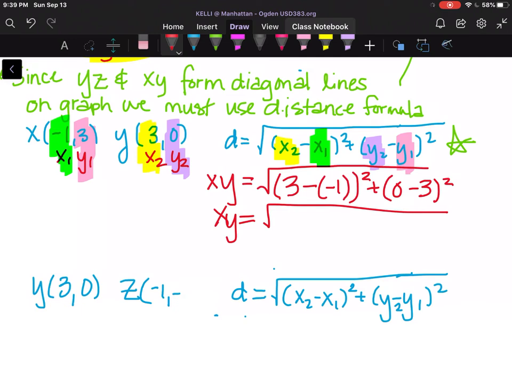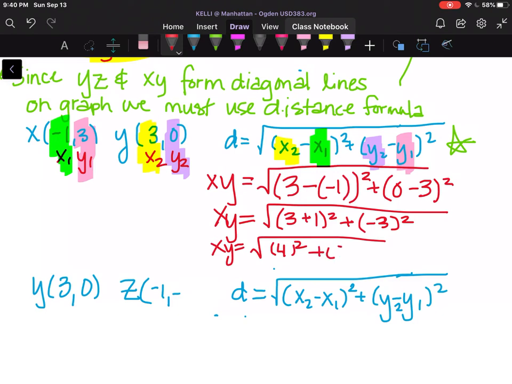So I got the square root symbol. We'll do 3 minus a -1, so +1 squared. Plus 0 minus 3, well I can go ahead and do that. That's -3 in there, squared. Okay, so now I've got 4 squared plus -3 squared.